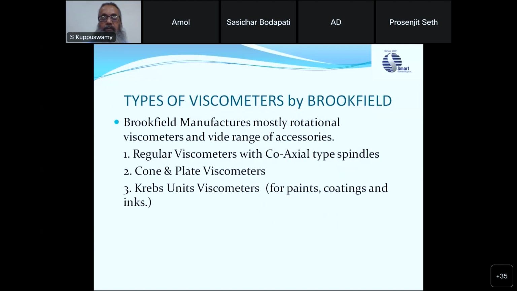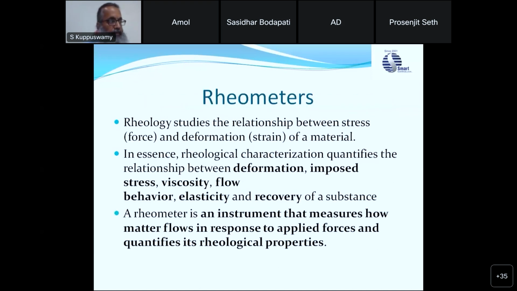So Brookfield manufactures a variety of viscometers, like regular viscometers with coaxial type spindles, then cone and plate viscometers, and Krebs viscometers, widely used in the paints, coatings, and ink industry. Then there are rheometers also in the Brookfield range.